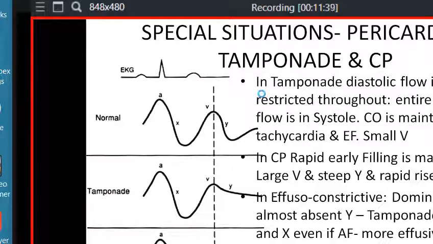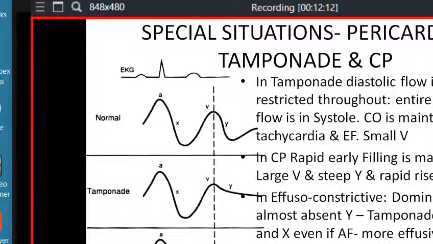And because of that, you get a large X descent. So the X descent is because the forward flow in tamponade is mainly because of the descent of the AV rings. And then there is hardly any Y descent, because as you know, there is limitation of the diastolic filling all throughout the cycles in tamponade. So there's hardly any Y, and there's a rapid X. So you basically see only a rapid X in tamponade.